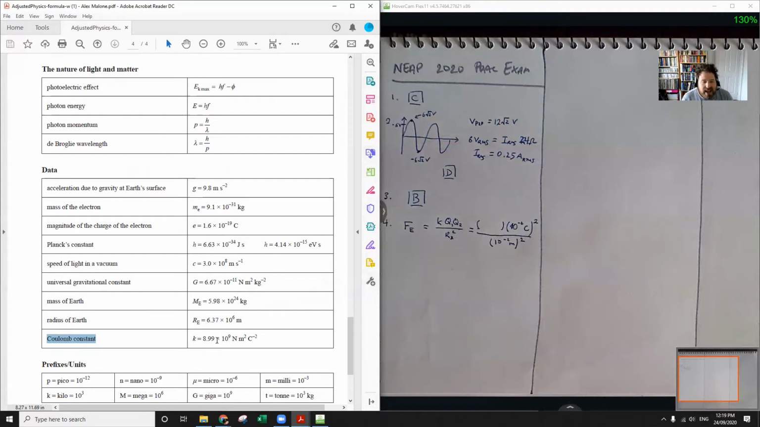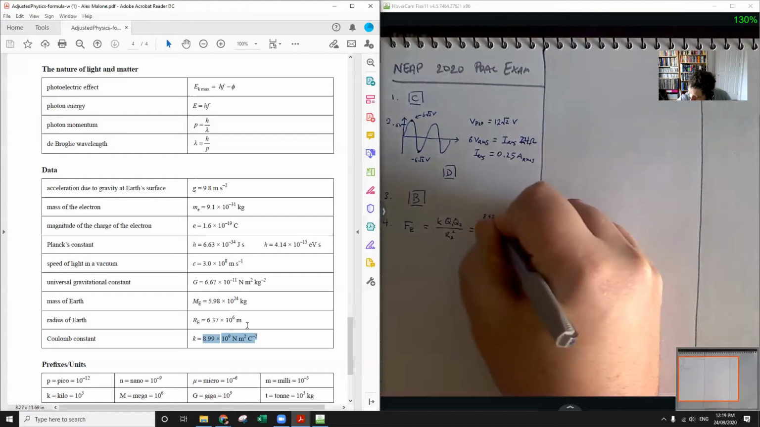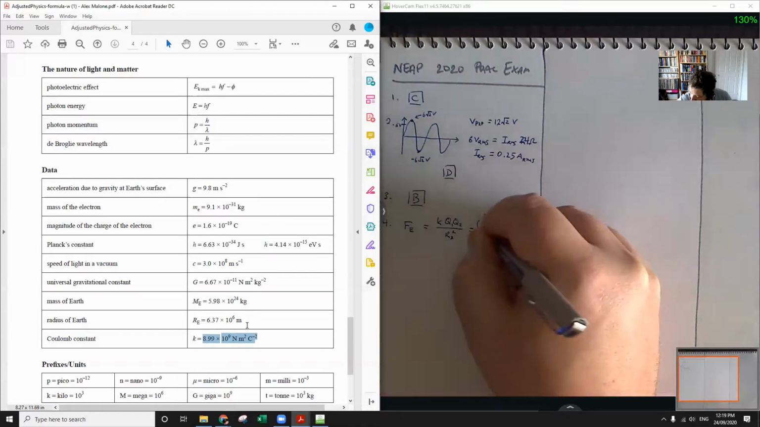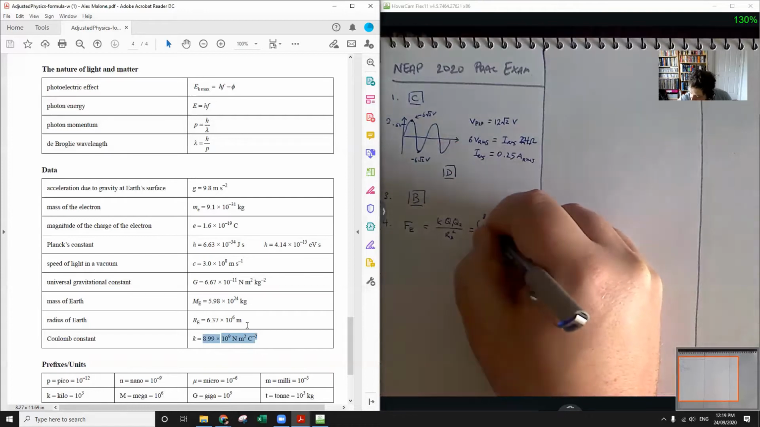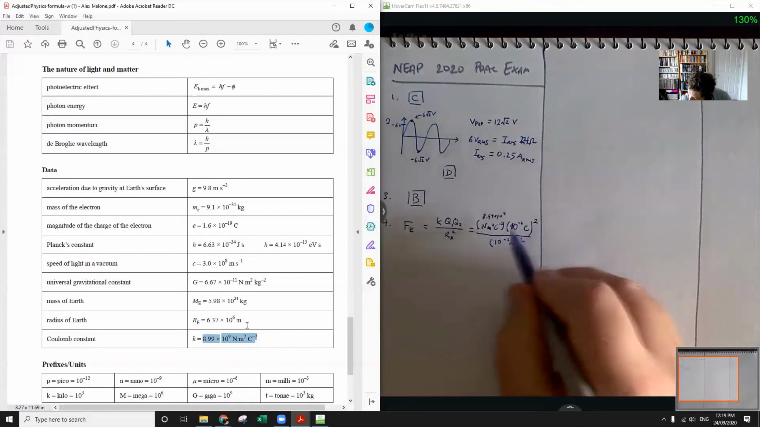Coulomb's equation. So this is the K we're after here. So this is 8.9. I'm going to write it up here. Times 10 to the 9 newton meters squared coulomb to the -2. Okay, that's good. The coulombs are going to cancel.